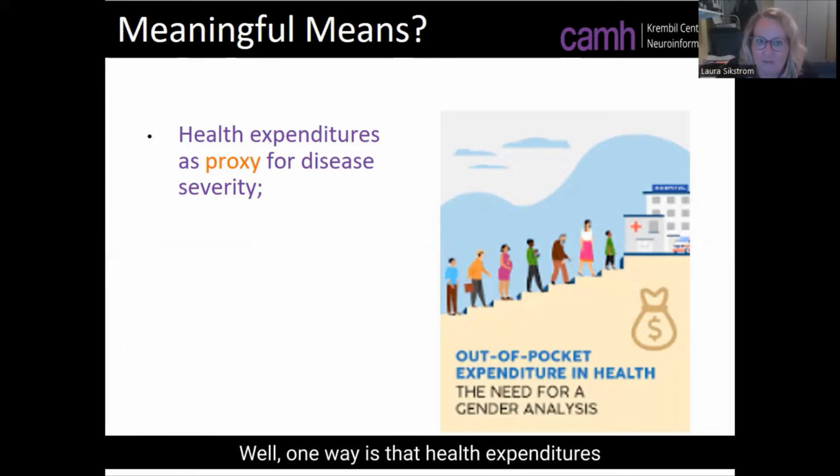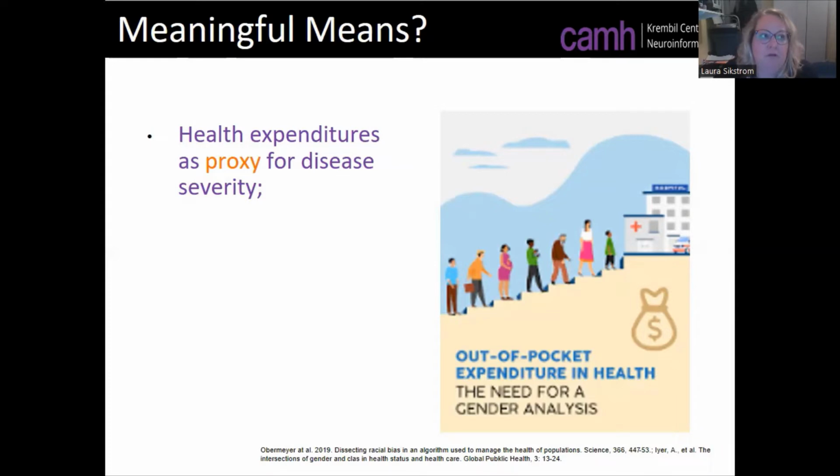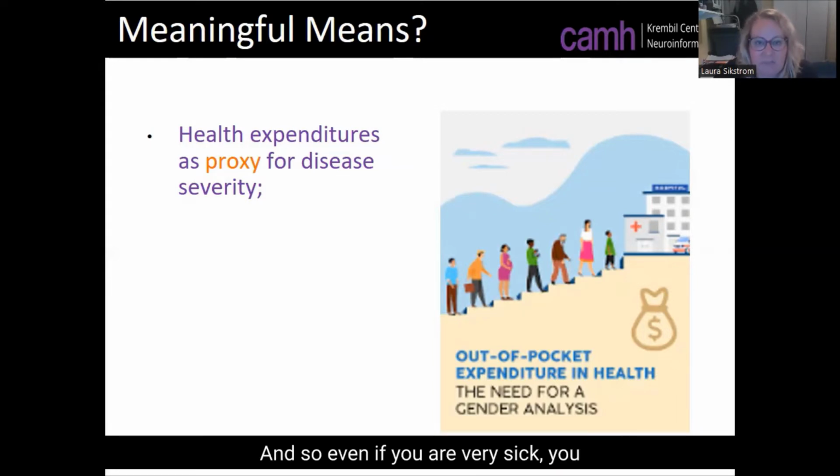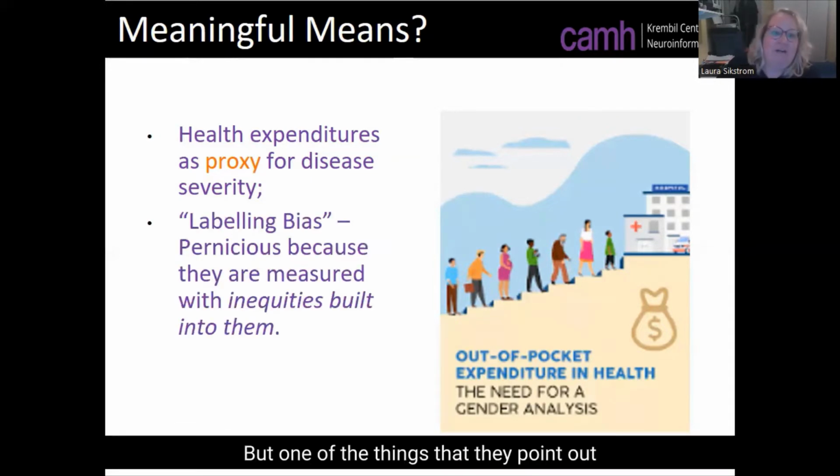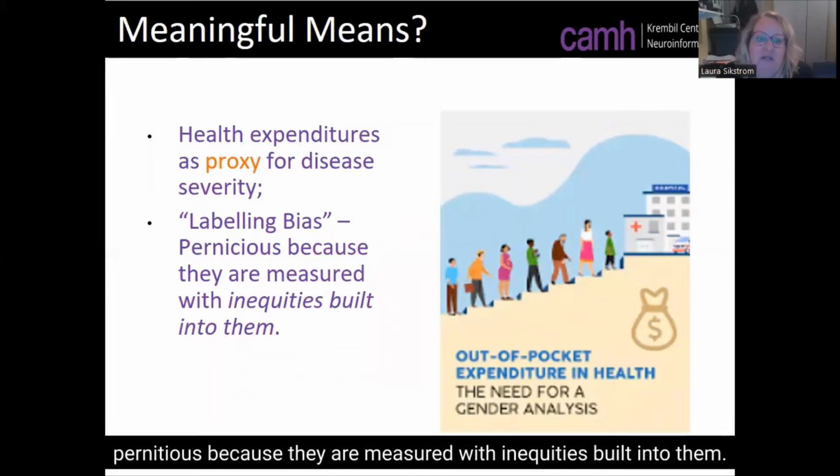Well, one way is that health expenditures might vary because we know that poverty levels in Black populations can be higher. And so even if you are very sick, you might be unwilling to spend money on or unable. There's also a trust factor that they identify, but the fact is they don't actually know why. But one of the things they point out is that this is called labeling bias, and it's pernicious because they are measured with inequities built into them.